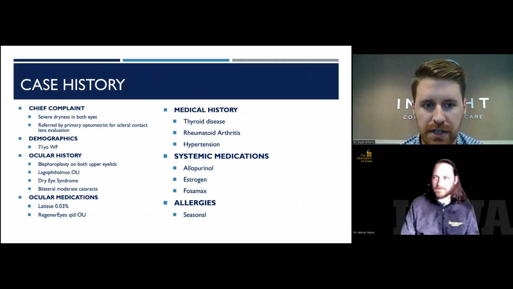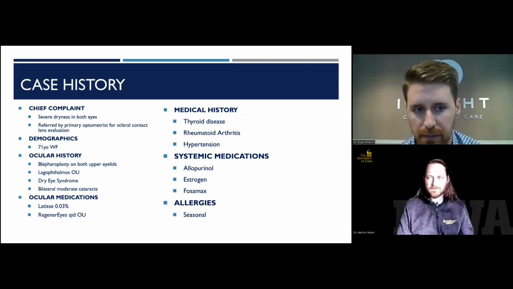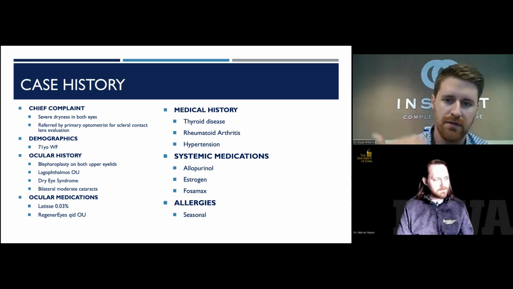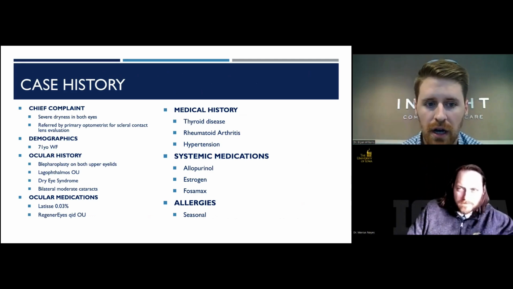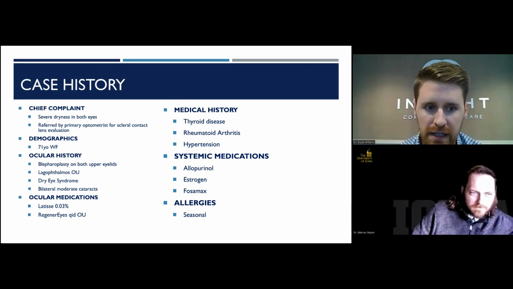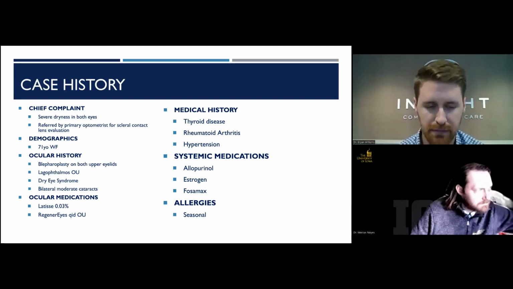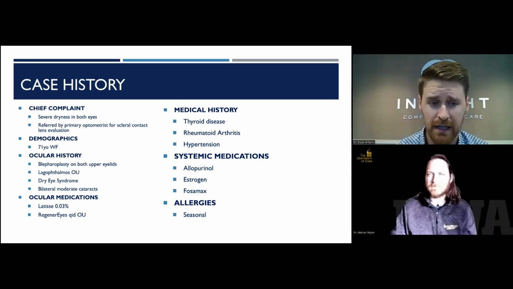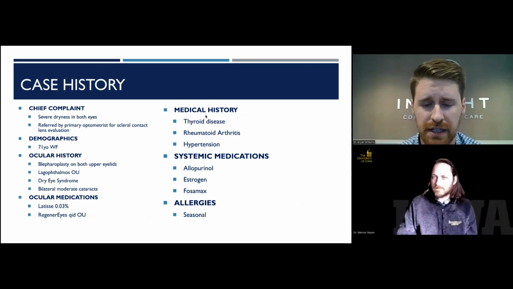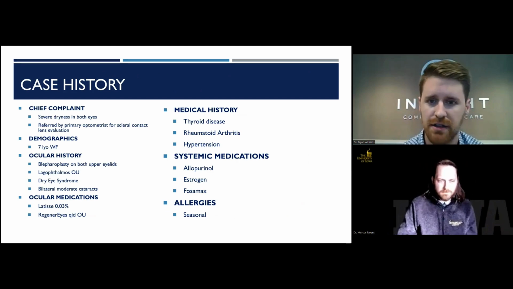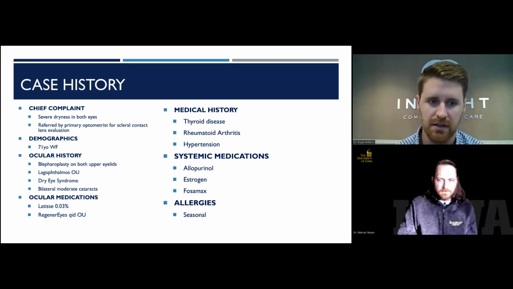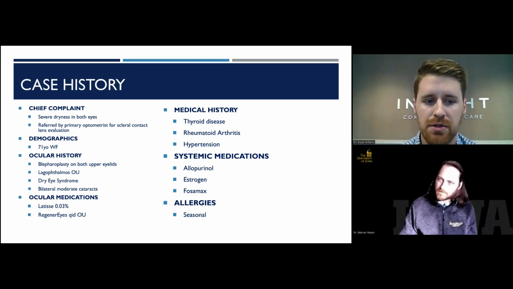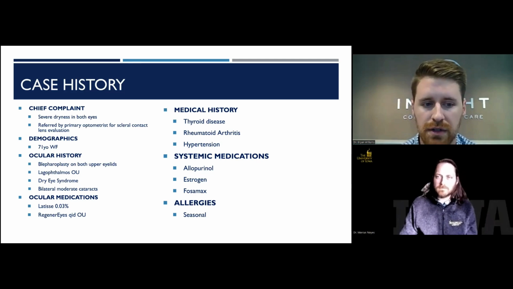Like I said before, she had a blepharoplasty on both of her upper eyelids and now was having a real difficult time closing or making a complete closure. So a lot of this was exposure related, but the patient definitely had some meibomian gland dysfunction and has, similar to the last patient, the thyroid disease along with rheumatoid arthritis, just a lot of those autoimmune inflammatory components that were affecting her as well.